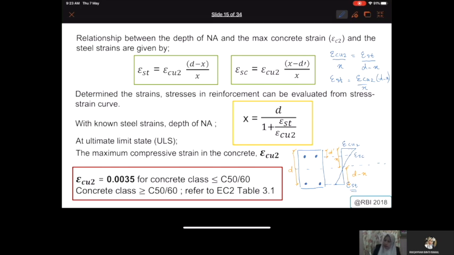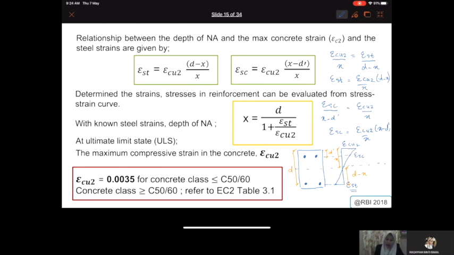Okay, if you look the other way around for your strain SC, which is at compression, you will do the same thing, with your strain SC over (x minus d dash) equal to strain Cu2 divided by x. So when you calculate, you will get strain SC is equal to strain Cu2 divided by x multiplied with (x minus d dash). Okay, I hope you are familiar with this. Nothing new, we have gone through this in your RC for your stress plot. That's how you get the value.